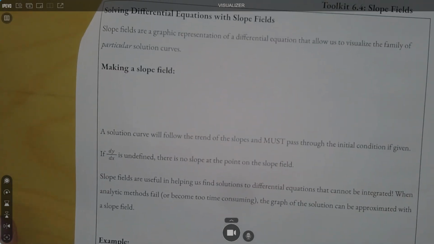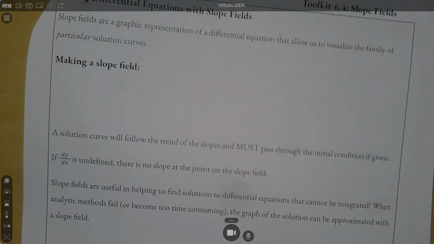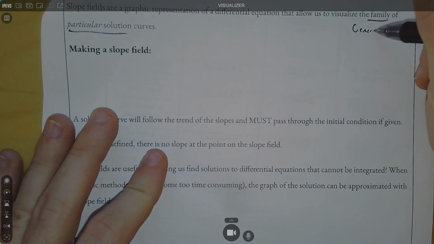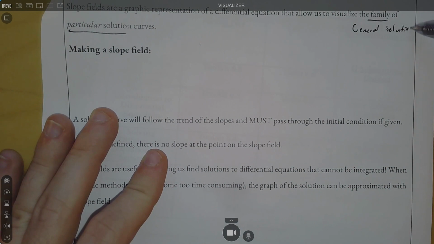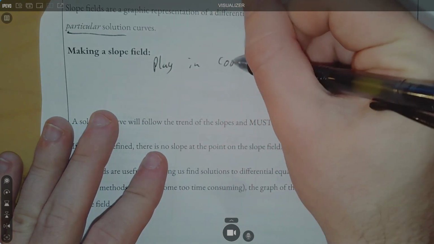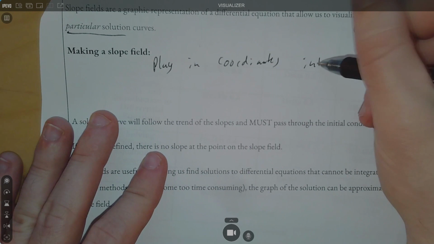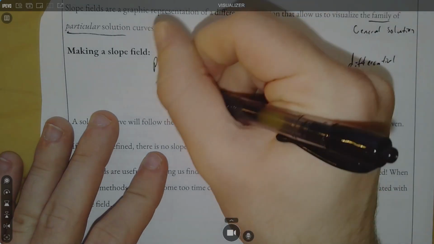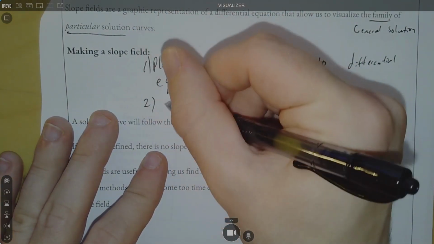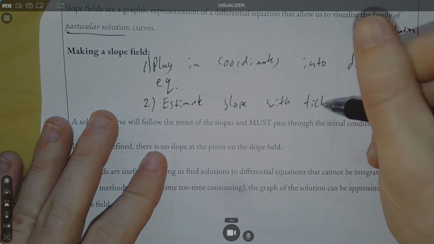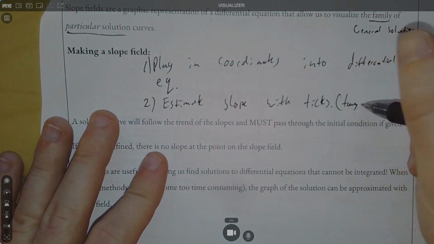Slope fields are graphical representations of a differential equation and let us visualize the family of the particular solution curve. So again, the family means the general solution. It's like you're seeing all of them, not just one solution. So how do you make it? Plug in coordinates into the differential equation, and then estimate slope with ticks. Okay, tangent lines.